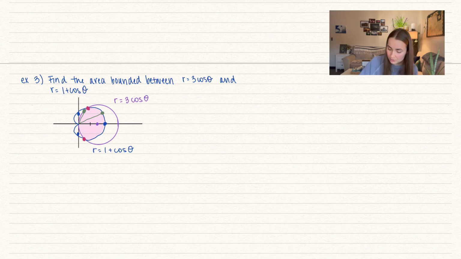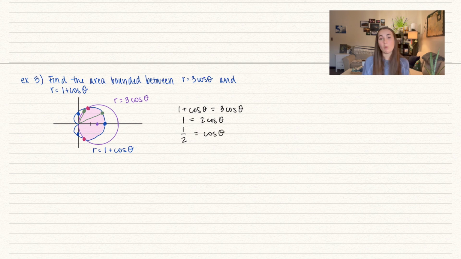To find the intersection points, we're just going to set them equal to one another. So 1 plus cosine of theta is equal to 3 cosine of theta. I'll just subtract over a cosine so we get 2 cosine theta. Divide by 2. We get 1/2 is equal to cosine of theta, and we want to know where that occurs. I just always do it by drawing my triangle. So here we have 1, 2, that must be the square root of 3. So this is the bigger angle, which is pi over 3. So that is going to occur at both, if I draw it in pink, pi over 3 and then negative pi over 3. So that is where our intersection points occur.